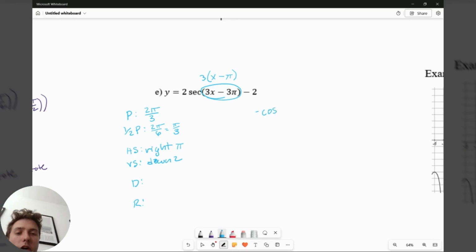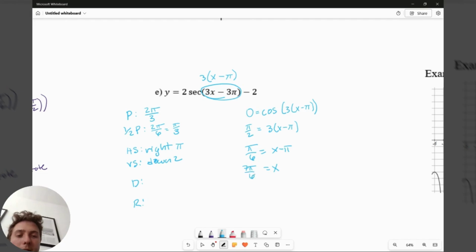We could take, again, cosine, set it equal to 0. You can ignore the changes that affect the y direction. And we just need to solve this. We need an angle that causes cosine to equal 0. Cosine is equal to 0 at pi halves. Start to solve. Divide the 3 over. Add the pi over. And you end up finding that there's an asymptote at 7 pi over 6.